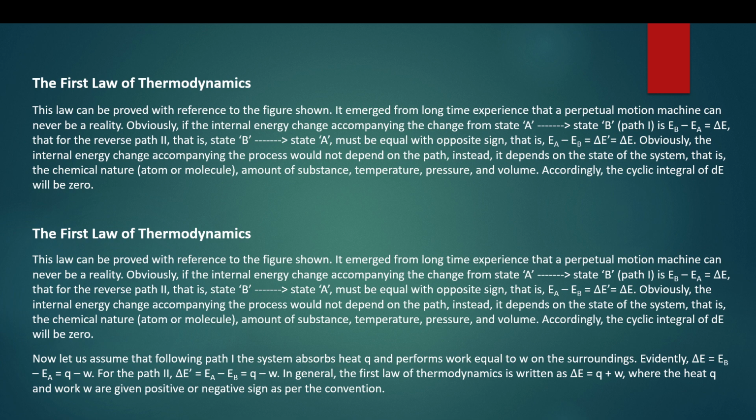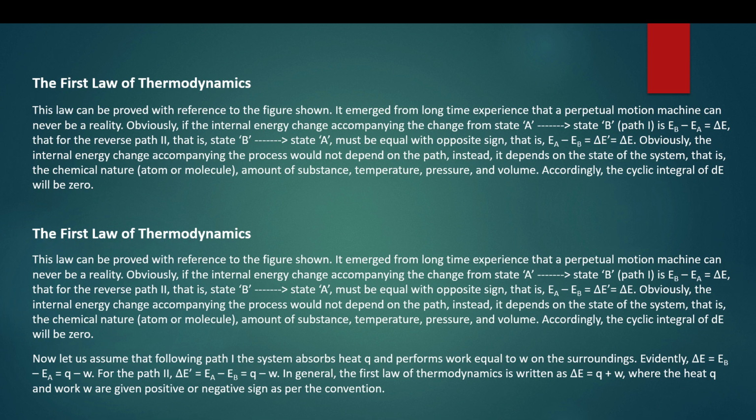Obviously, the internal energy change accompanying the process would not depend on the path. Instead, it depends on the state of the system. It is a state variable. Accordingly, the cyclic integral of dE will be 0.